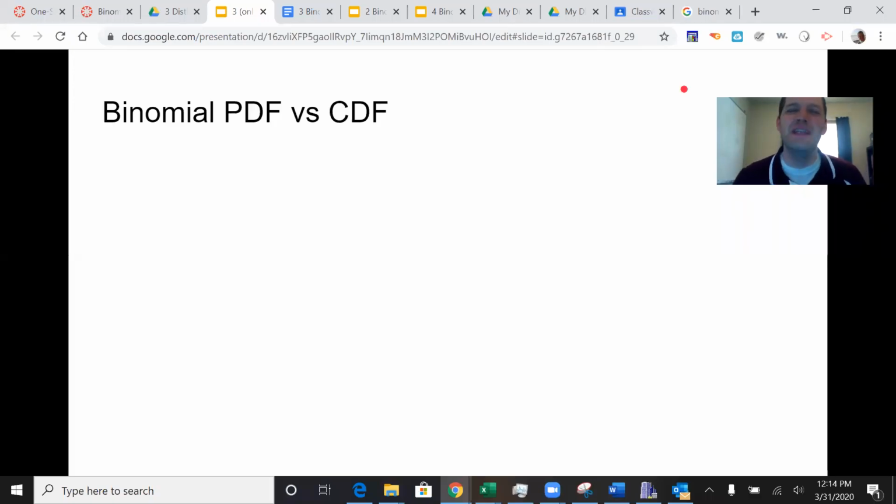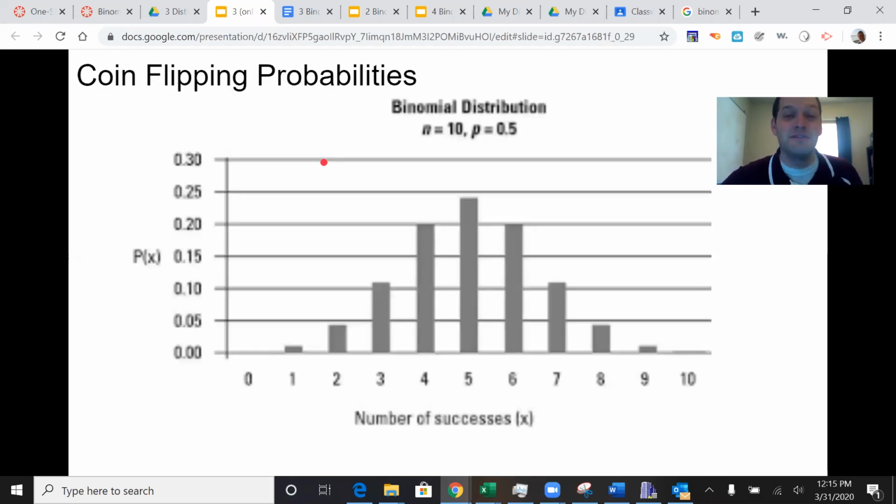Let's go over another way to distinguish the difference between PDF and CDF functions. How I will often think of it is with a graph. Here's a graph of flipping a coin and the probabilities. We can see here that we're flipping a coin 10 times. Each time it has a 50% probability.